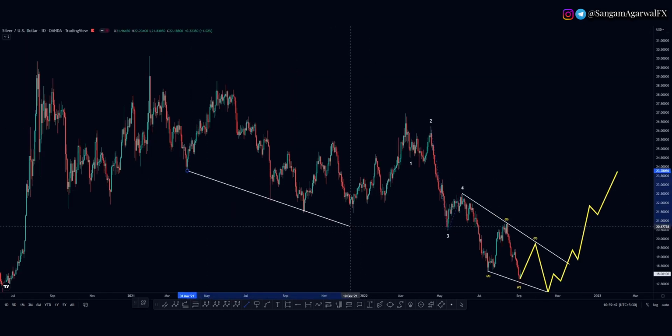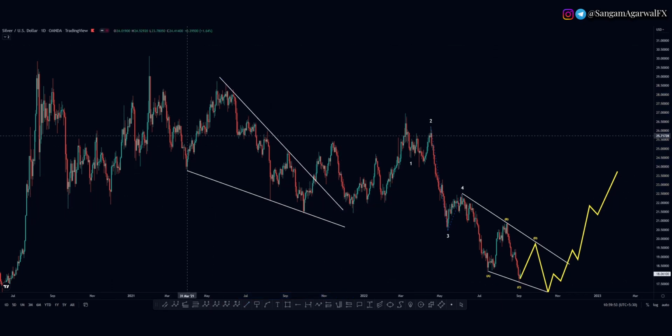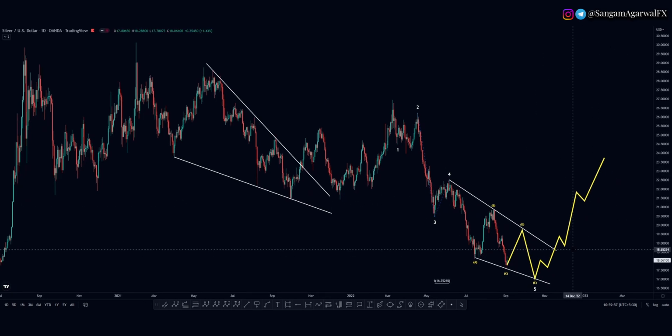Like here we got, because this was clear leading diagonal, and this can be a ending diagonal, but for that we have to wait.